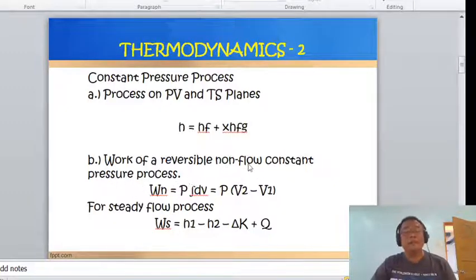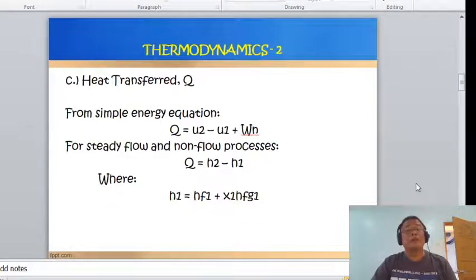Okay, so I think the equation is clear. Next, for letter C, we have the heat transferred. For the energy equation, again, this is already presented: Q is equal to delta U plus work non-flow. Or simply, for steady flow, we eliminate the W sub n, or the work non-flow, because this is only applicable to non-flow process.